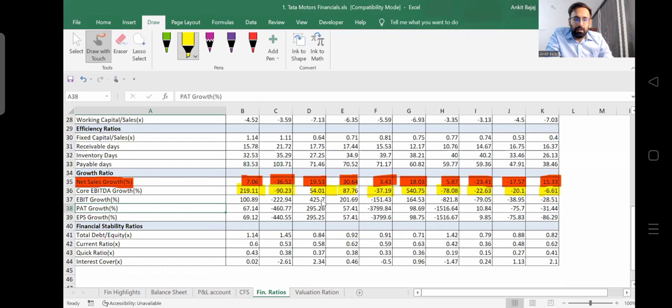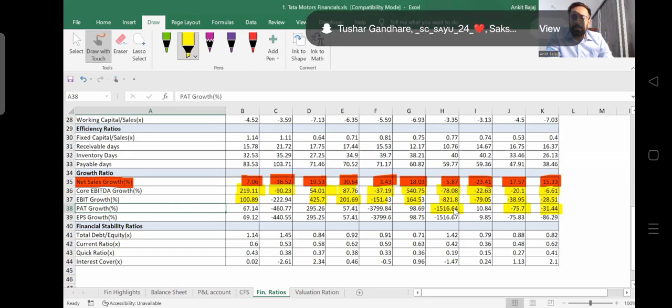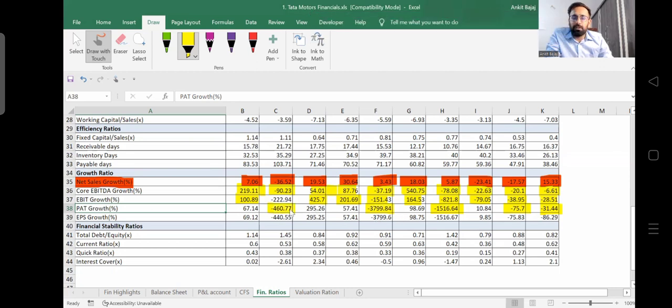Then EBIT growth is also negative every year. In some years EBIT is growing, but in most of the years EBIT growth is negative. You will find the same for PAT also. PAT growth is very negative, 1,516% and 3,799% negative growth. So the growth of EBITDA and PAT is negative, and EPS growth is also negative most of the time.